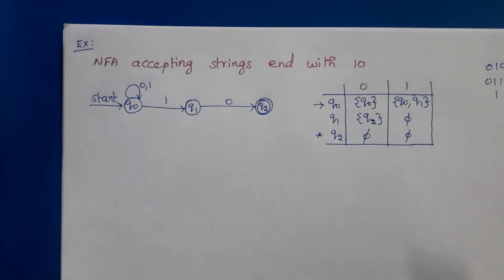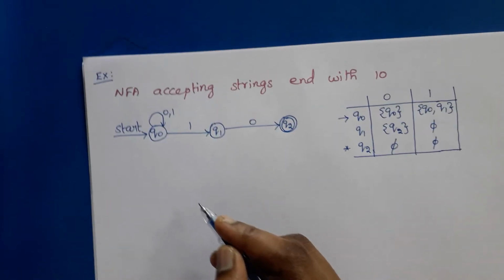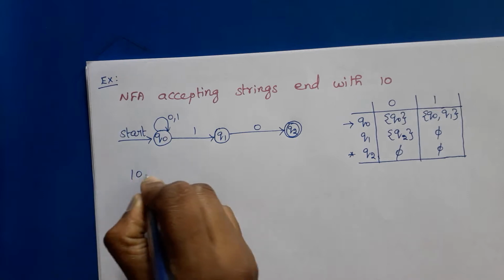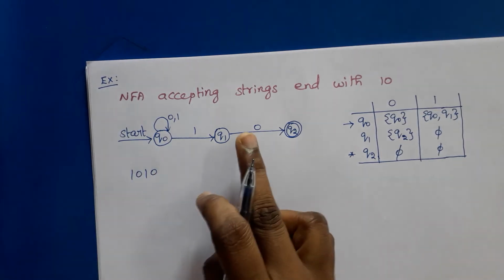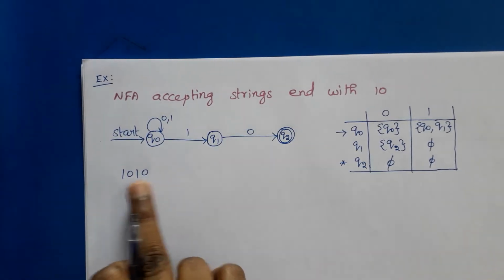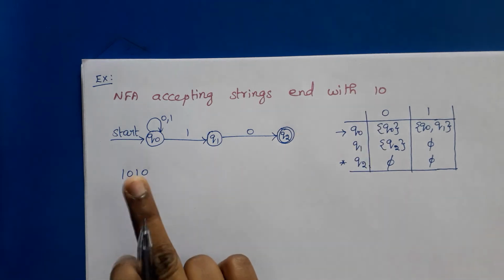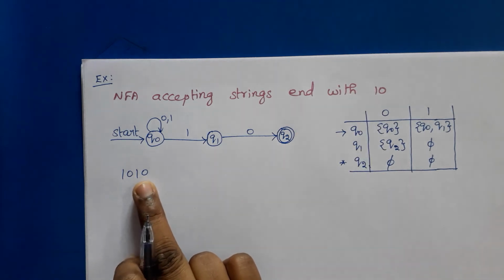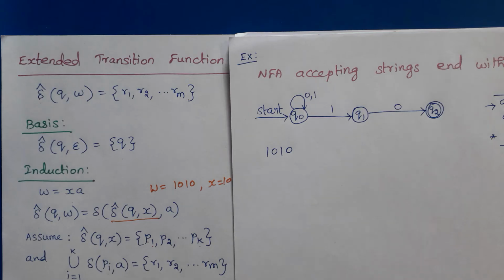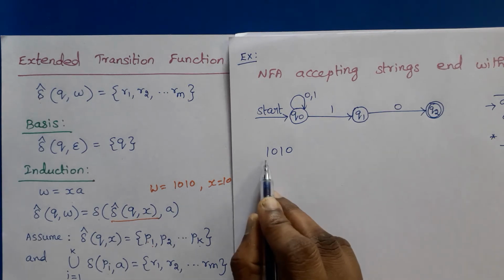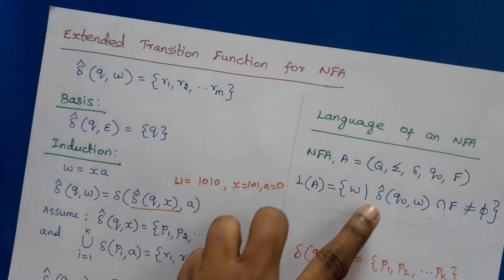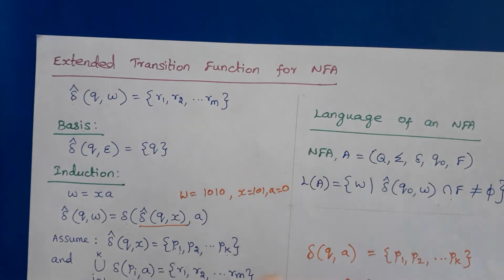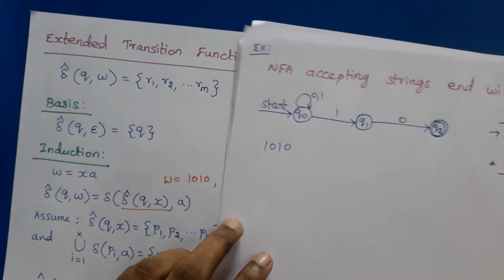Then assume that we need to check whether the input string 1010 is accepted by our NFA or not. Since the string ends with 10, it should definitely be accepted by our NFA. So we have to find delta cap of Q0 comma W. So recursively we can find the answer.